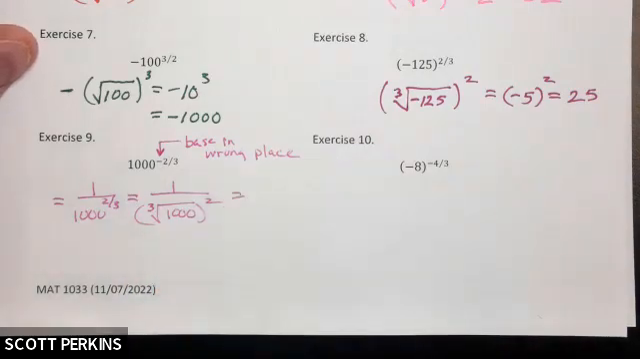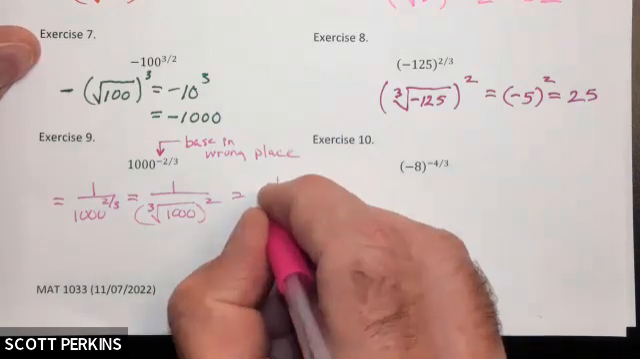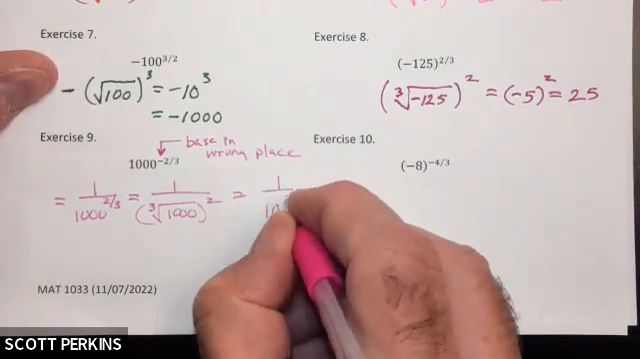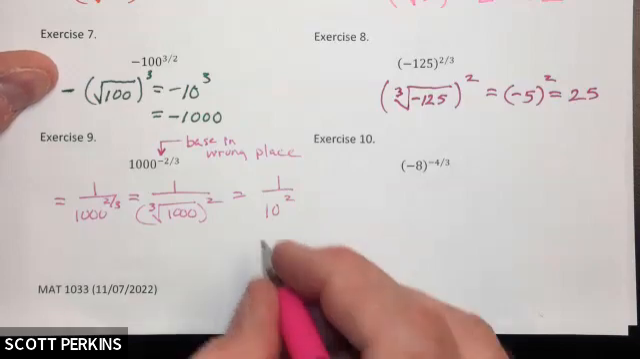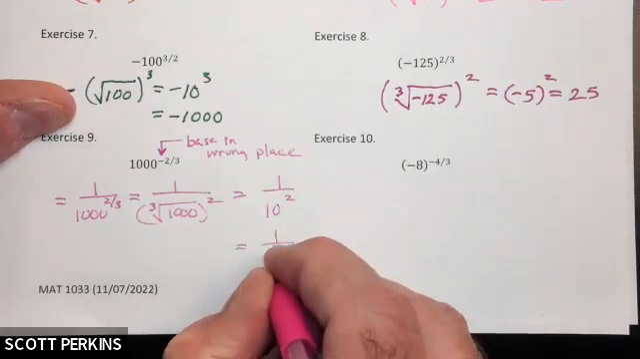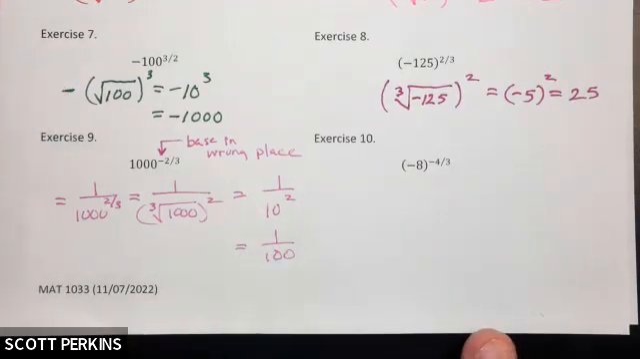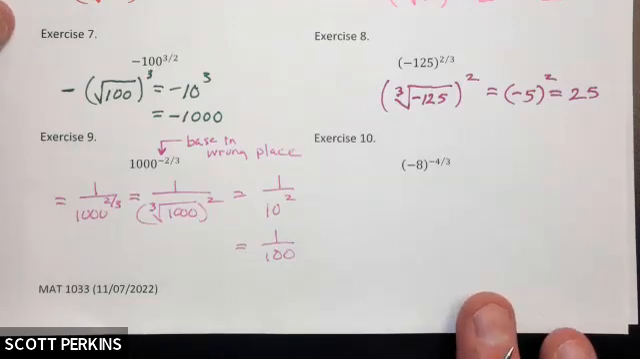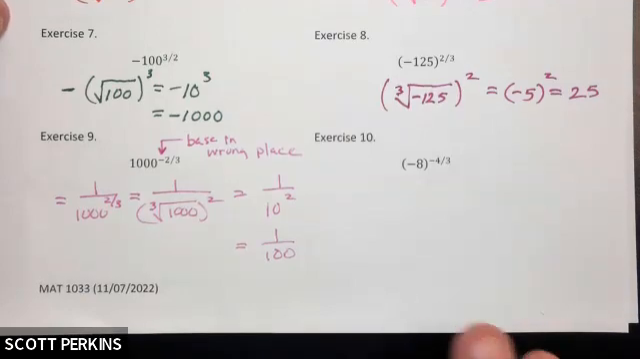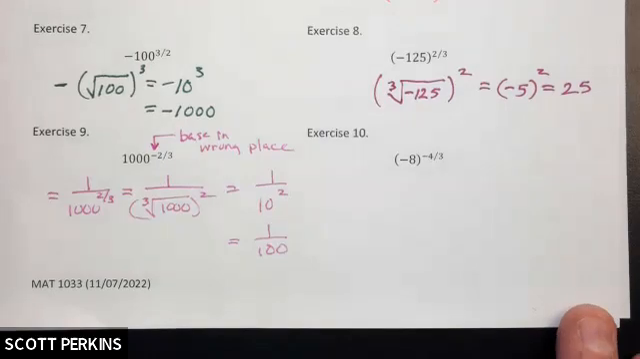The cube root of 1,000, what times itself 3 times is 1,000? Well, we've seen already that's 10. So I have 1 over 10 squared in the denominator. And then 10 squared, 10 times 10, is 100. All right, so I know it's been a while since we saw a negative exponent, so I get it. If you goof that up, no big deal. Forgive yourself. No shame. Now try exercise 10 and get it right this time.